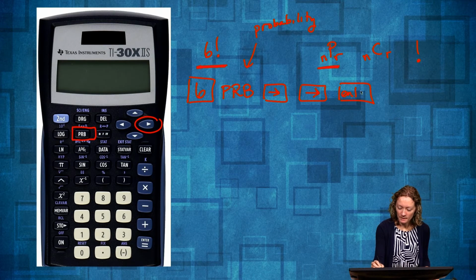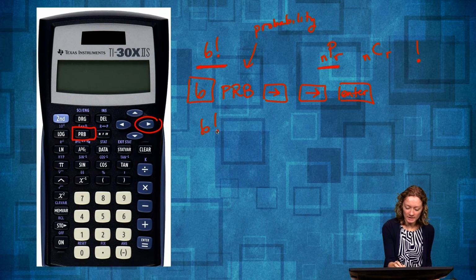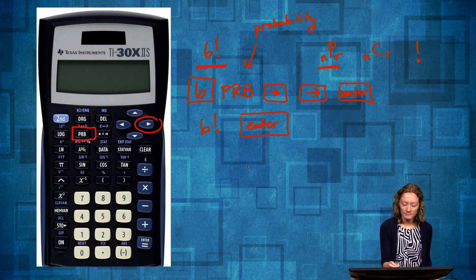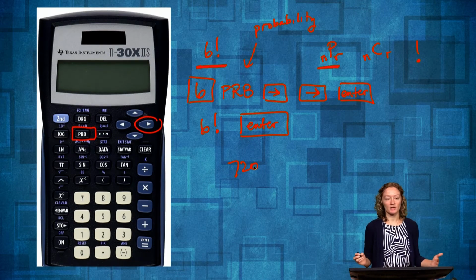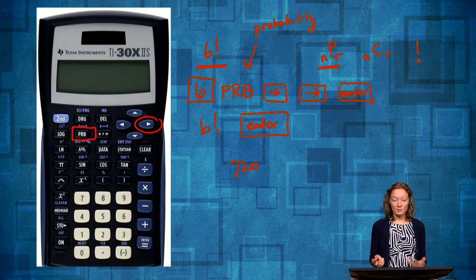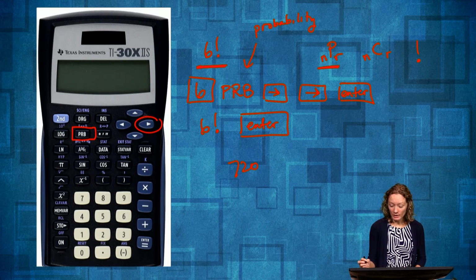You hit enter. What you'll see on the screen is 6 factorial, and you hit enter again for the calculator to do that computation, and then it will show you 720 as the answer, as we saw it was for the other one. And then your process for doing an nPr or an nCr is very similar.